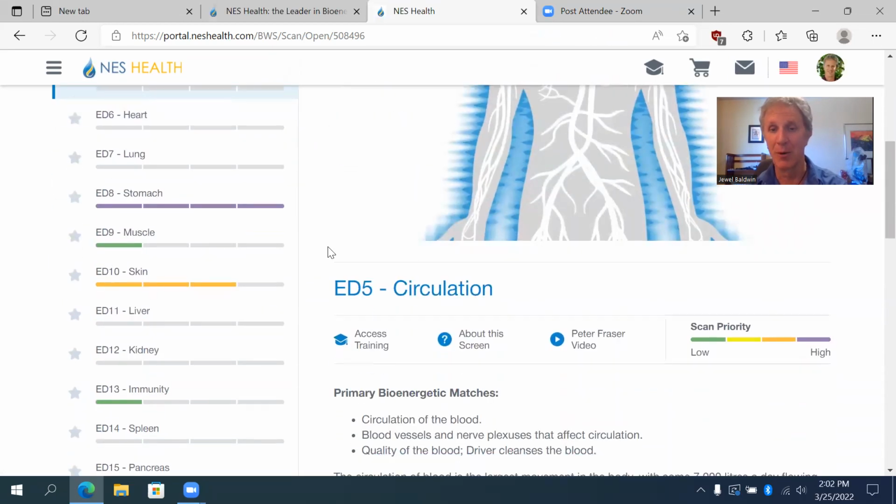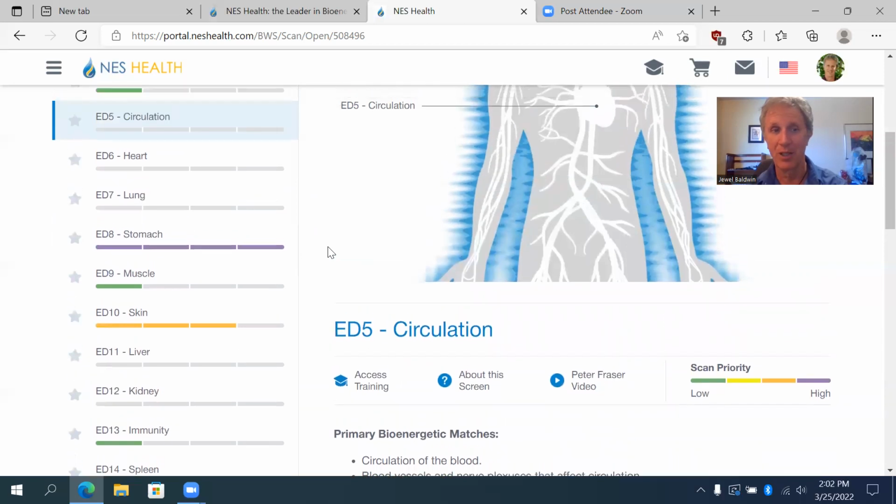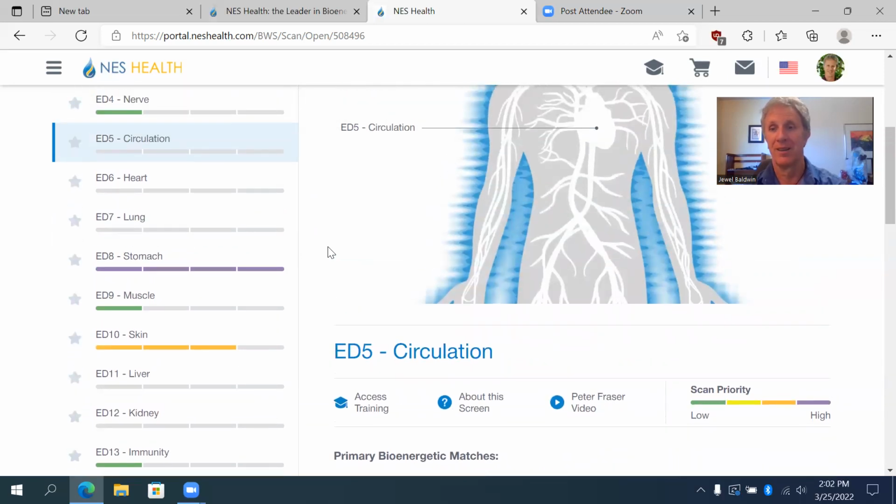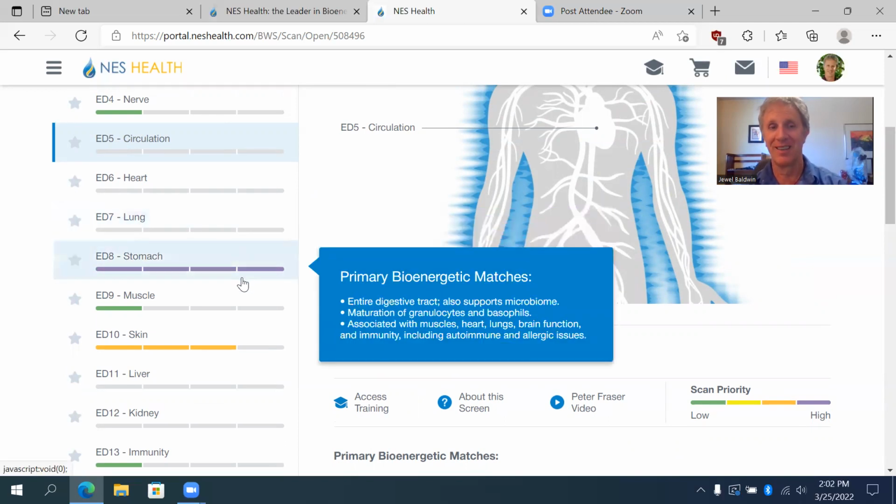Absolutely. Is that underpowered? Okay, important to check out. Heart driver, the physical heart itself, is that underpowered? ED7, lung driver, the lungs. All this information is coming in through a NES scan.